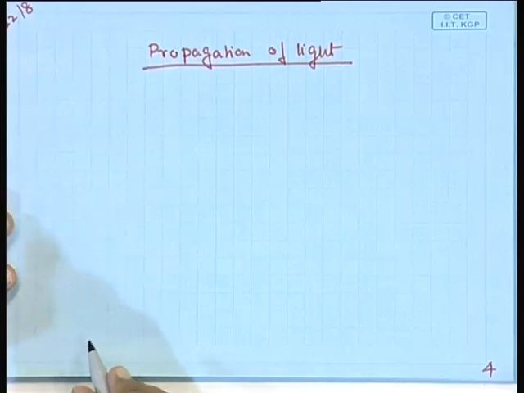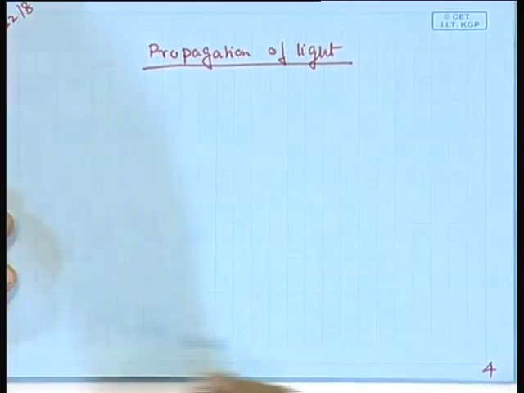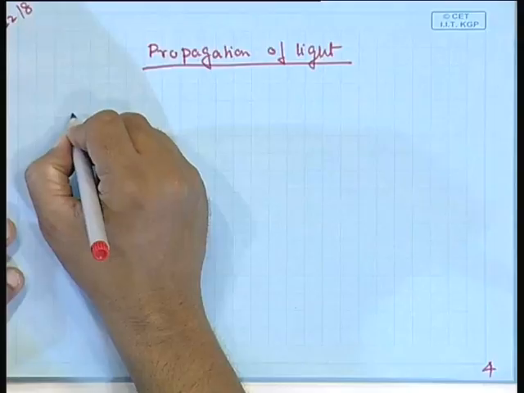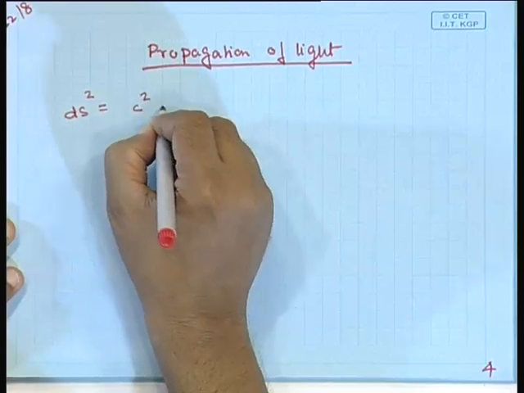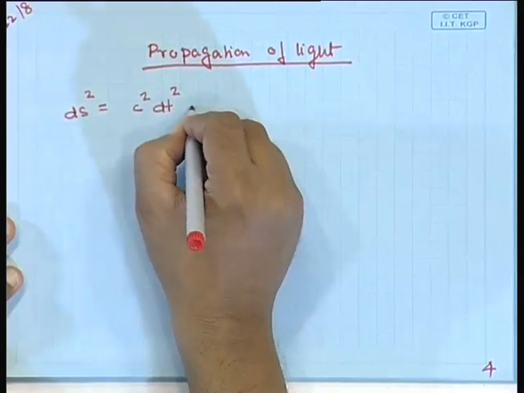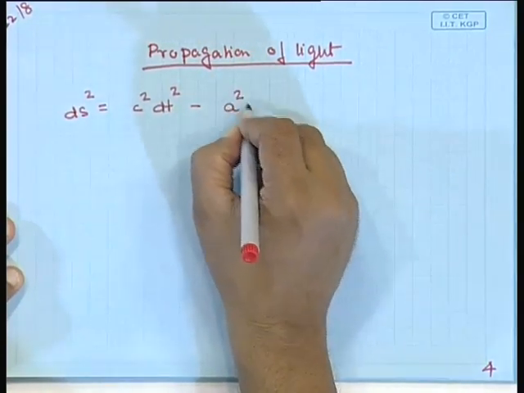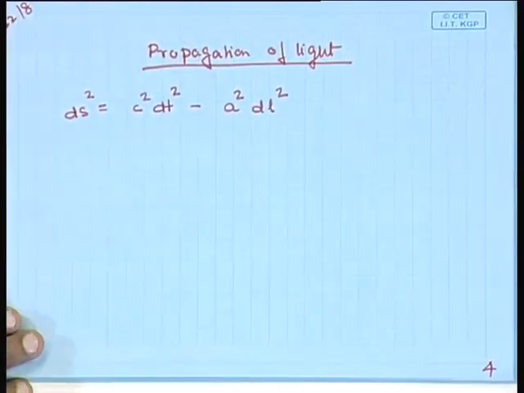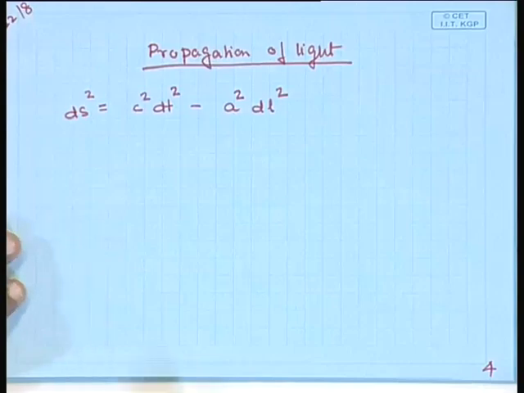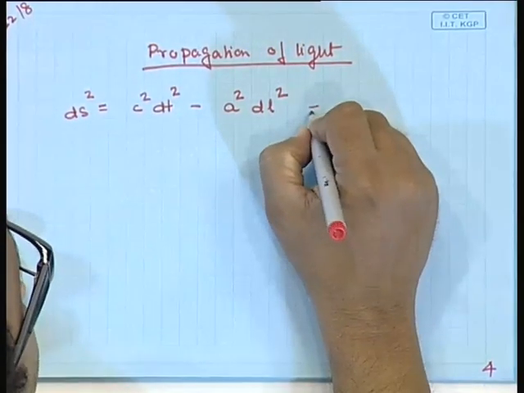Light propagates along null geodesics, along null trajectories where the interval is null, 0, right, because light travels at the fixed speed c, we know this, the interval has been defined like that. Now, the line element ds square can be written as c square dt square minus a square dl square, where dl is the comoving distance between the 2 points, and for light this is 0.